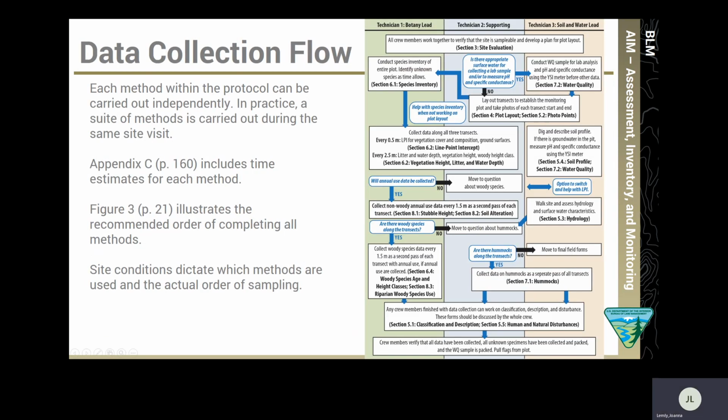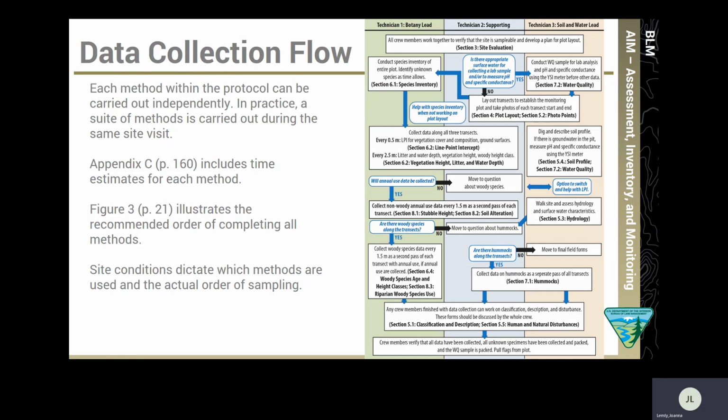Each method within the protocol can be carried out independently, but in practice, a suite of methods is carried out during the same site visit. Appendix C on page 160 includes time estimates for each method. Figure 3 on page 21, and included here, illustrates the recommended order of completing all methods. The recommended order assumes a 3-person crew, with 1 crew member leading the vegetation data collection, another crew member leading the soils and water data collection, and a 3rd crew member supporting the others.